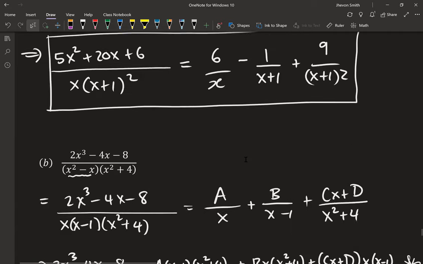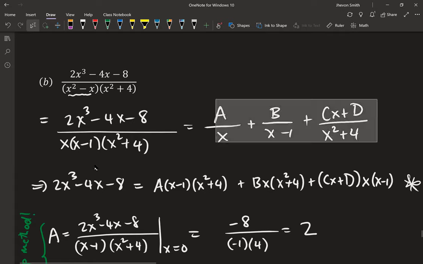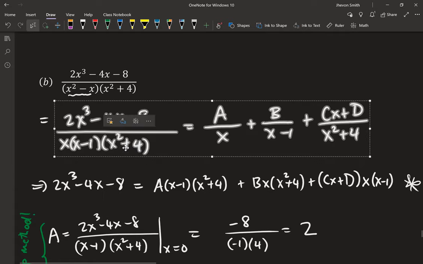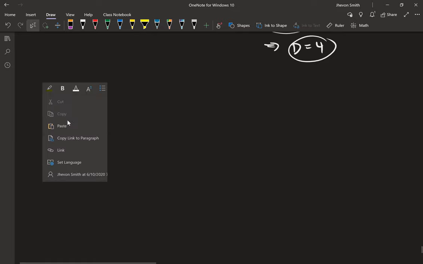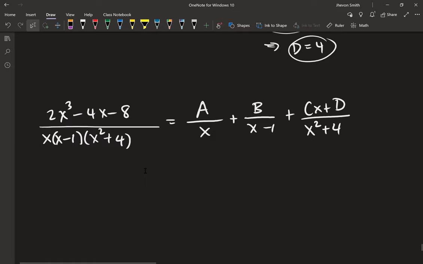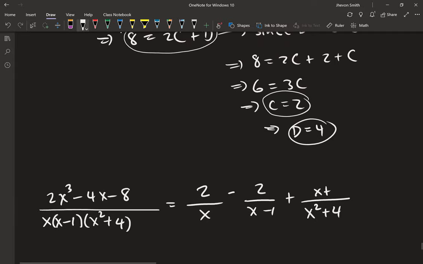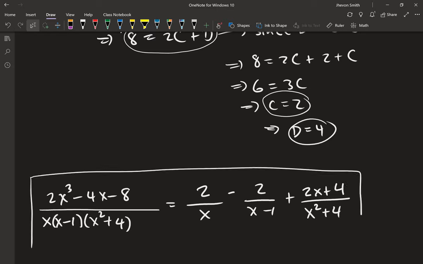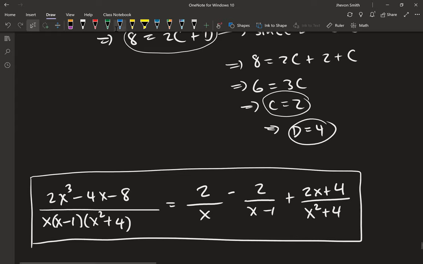So here I had my A is 2. Let's go back and plug these guys in. A, I believe, was 2. B was minus 2. C is 2 and D is 4. Those would be the partial fractions.